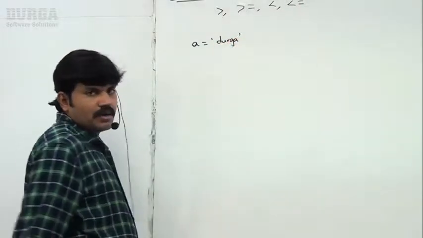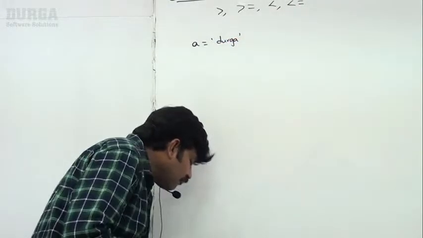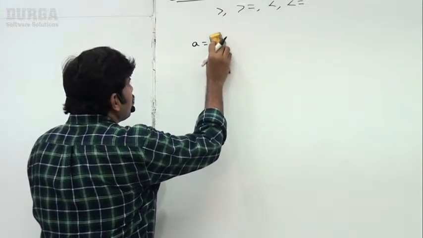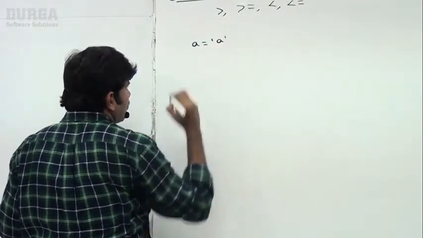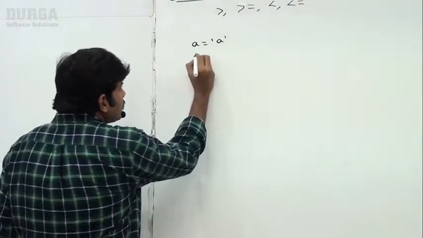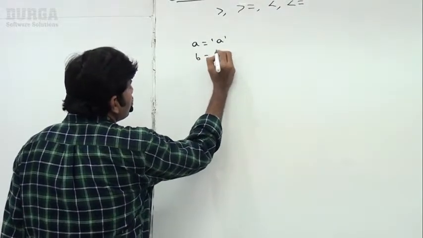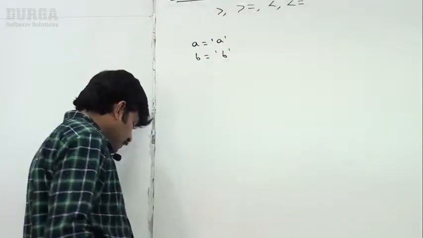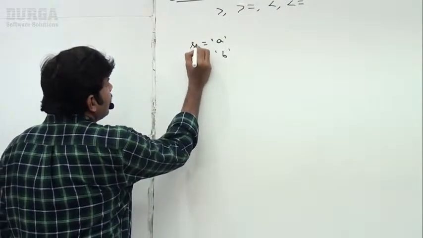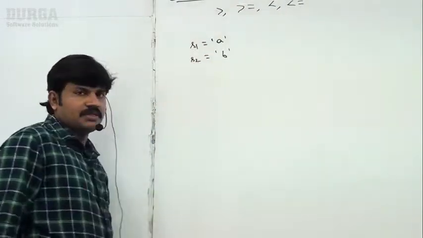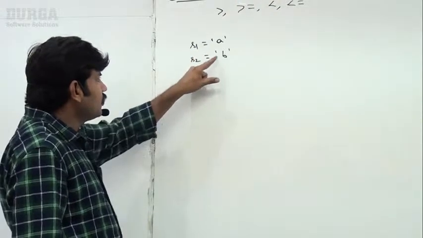A is equal to Durga, I'm taking, or otherwise, simple and easy to understand. Let me go for A is equal to A. Next, B is equal to B. So, first string, second string, S1 and S2, I'm taking. Instead of confusing, S1 is A, S2 is B.